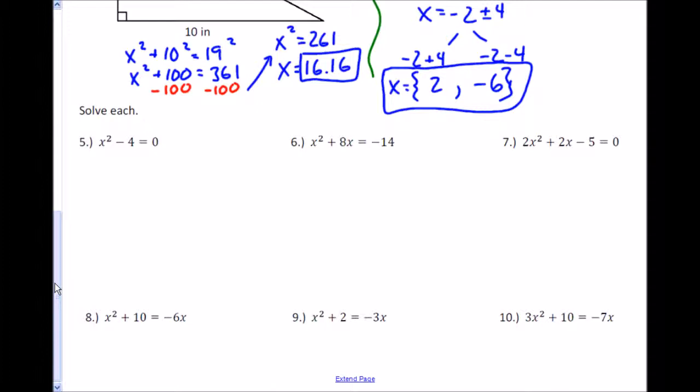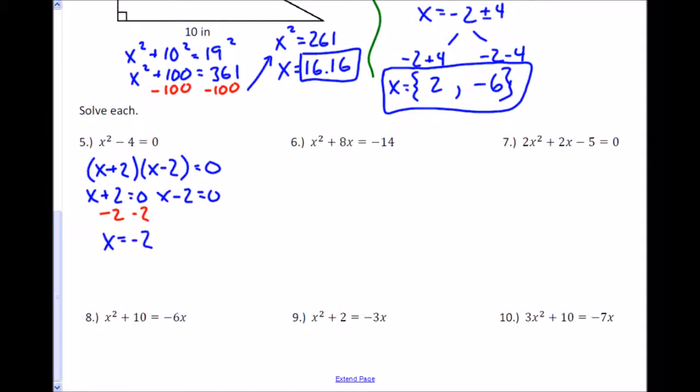But this first one, we've got x squared minus 4. This one can be done by factoring. This is a difference of squares, so it factors into an x plus 2 and an x minus 2. And then we set each factor equal to 0. The x plus 2 equals 0. The x minus 2 equals 0. And now we can solve each. Over here, we subtract the 2 from each side, and we find out that x equals a negative 2. Over here, we add the 2 to each side, and I find out that x equals a positive 2. And those are my 2 answers.